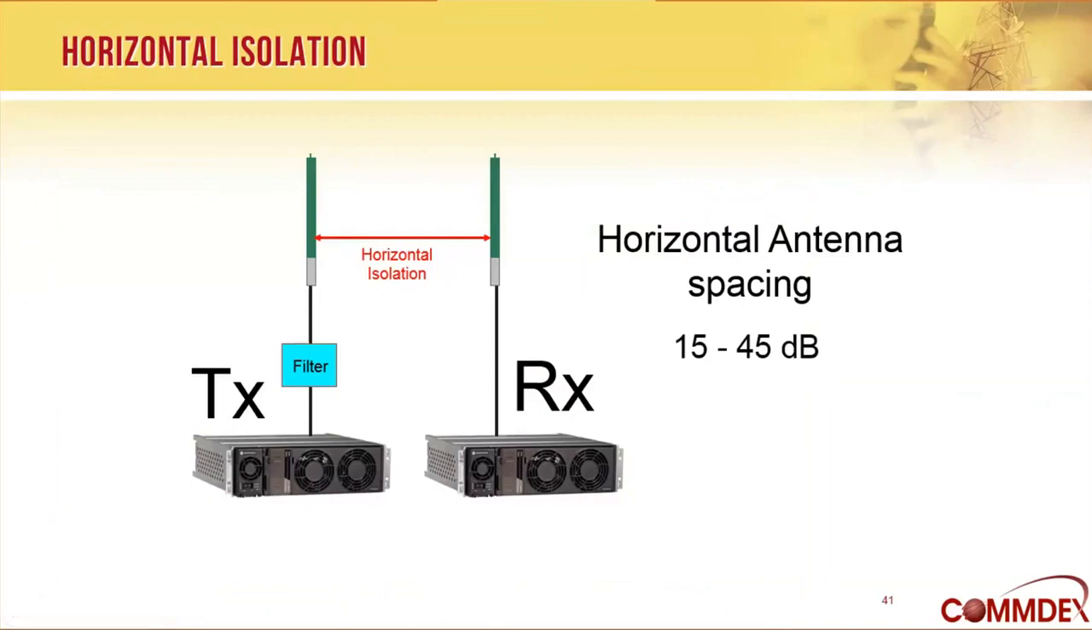Okay. What about horizontal spacing? Well, sometimes we're not on a tower and we don't have the option to separate antennas vertically. In that case, we want to look at horizontal antenna spacing. And this is good, but it's not as good as vertical. Because the antennas radiate in the horizontal plane, it's going to take a lot more separation to get the kind of isolation we want. So here, the spacing may give us results that are anywhere from 15 to 45 dB.